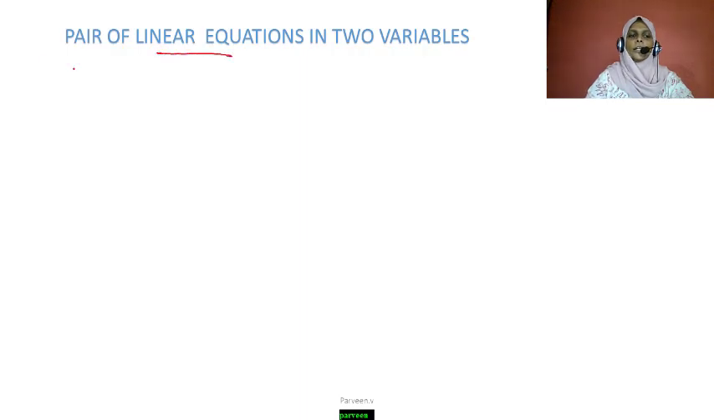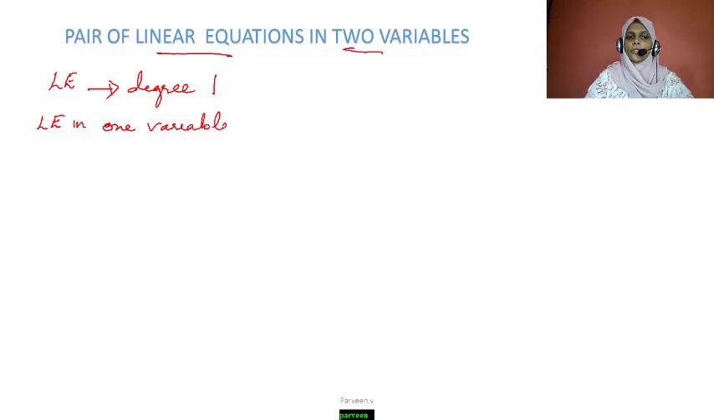Linear equations are equations of degree 1. The maximum degree is 1. Before going for two variables, let us quickly recall what a linear equation in one variable is. A linear equation in one variable is generally expressed as ax plus b equal to 0, where a should not be equal to 0, and a, b are real numbers.